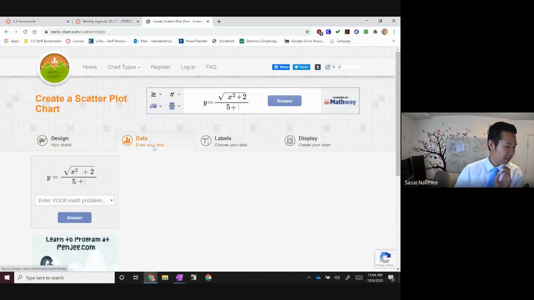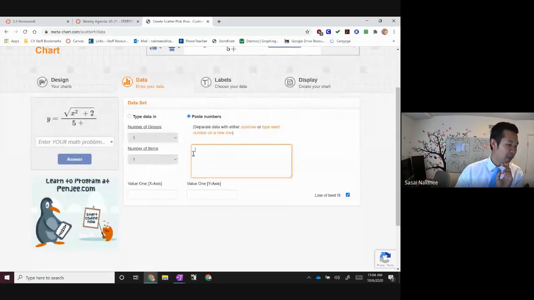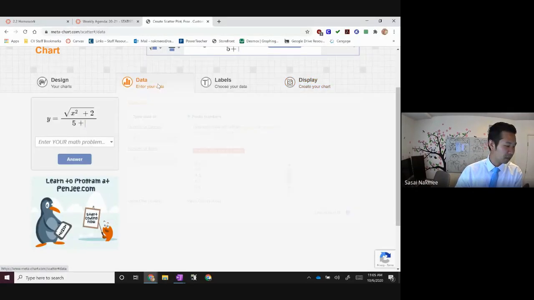Go to data, and you're gonna just paste your numbers in there. You're going to paste your numbers as pairs and then press enter along the way. So if I was to make a scatter plot, I'd separate them with a comma. So 2, 5, 3, 4. And I don't even bother with the groups or the number of items. I would just type in the ordered pairs right here, which will be nice if you have like a PDF of your notes or something like that. You can just copy and paste them into here. And then I can go ahead and hit this.